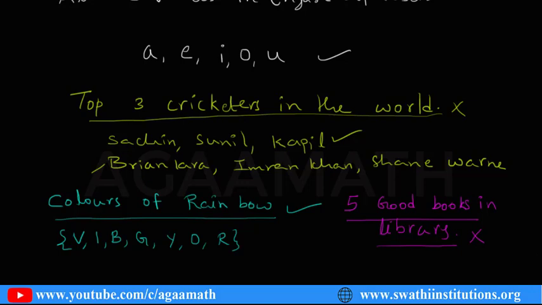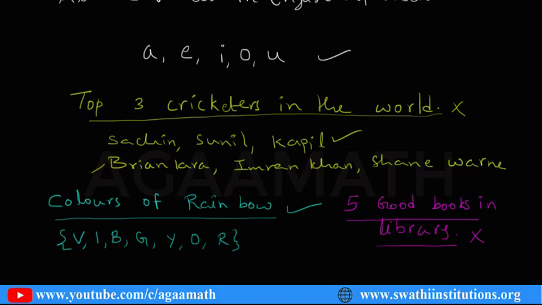Set means what? It should be a well defined collection of objects. Means not every collection of things or objects is a set. It doesn't mean a set. Set means it is well defined. All the collection should be well defined. It means it should not vary from person to person.